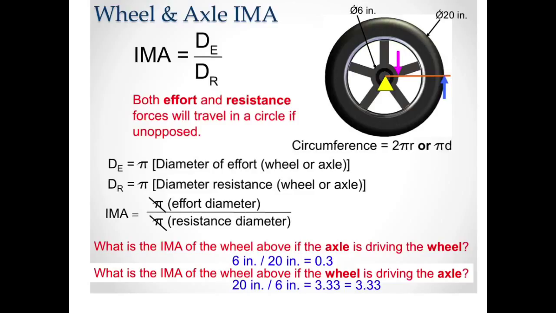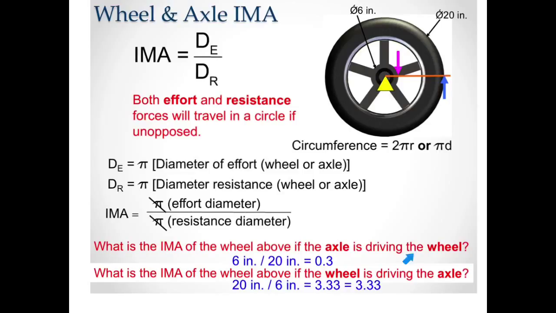Now you can see that if I have the resistance force on my axle and my effort force on the wheel, my mechanical advantage is going to be greater than 1, this 3.33, because the distance where my effort is, is greater. Now, of course, if I put the resistance force here on the wheel, where the greater distance is, notice it's less than 1. So I don't actually have a mechanical advantage in that case.